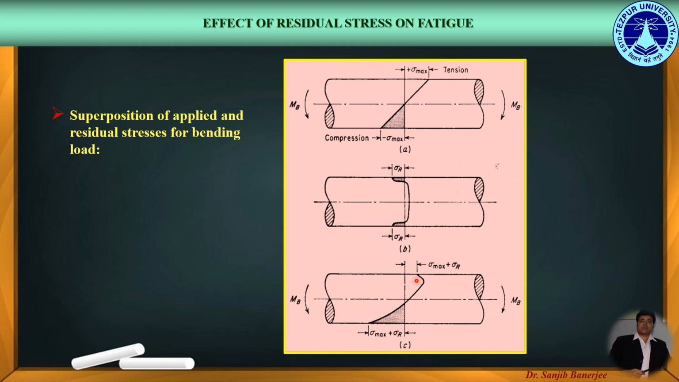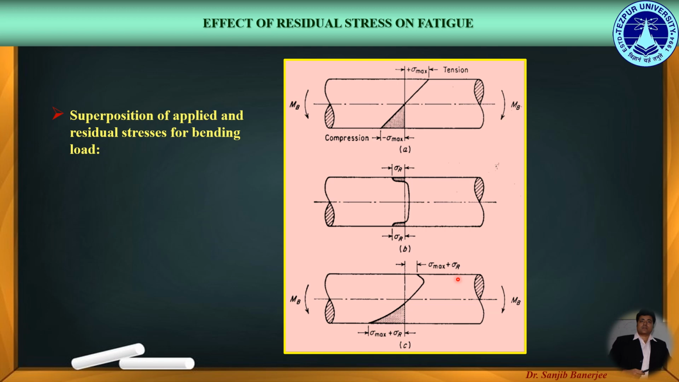Here we can see that for the upper surface, due to the superimposition of the applied tensile stress and the compressive residual stress, the resultant tensile stress has decreased to sigma max plus sigma r, where sigma max is the applied stress which is tensile or positive, and sigma r denotes the residual stress which is compressive or negative.